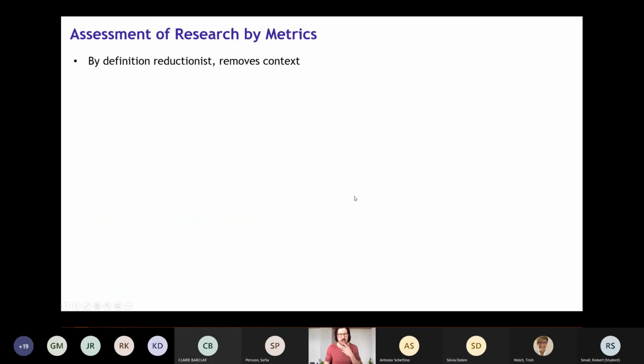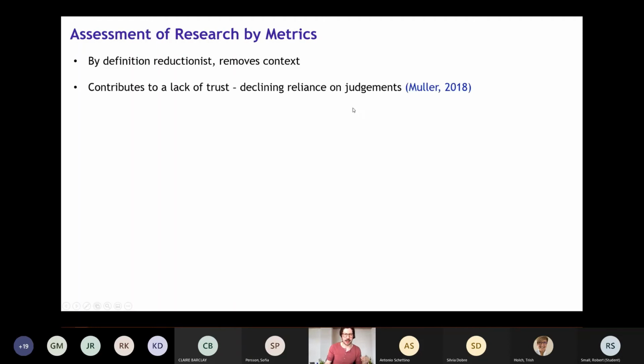And obviously the issue with this is that just assessing research with new numbers has a lot of the same problems as the old ones. So by definition, quantitative measurement is reductionist and removes the context of the research. And it contributes to a lack of trust, in the sense that if you are primarily just assessed by your numbers rather than a more rounded view of what you're doing, then people don't trust that you're doing your job properly.